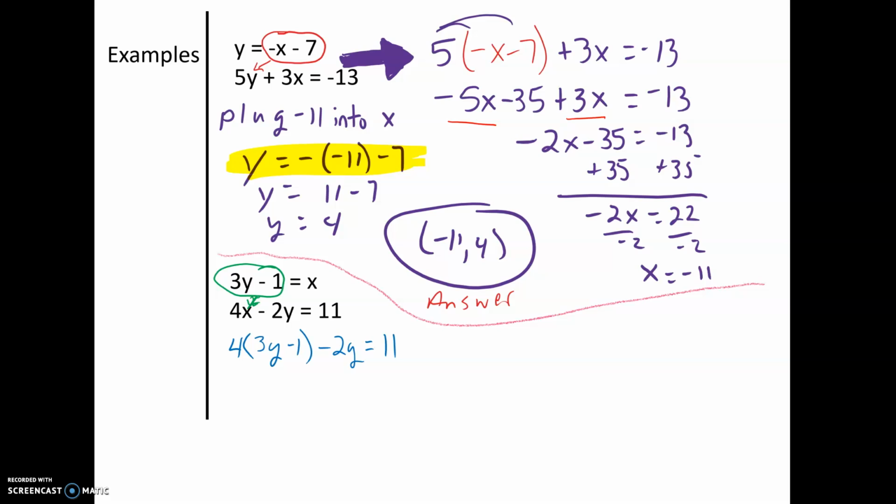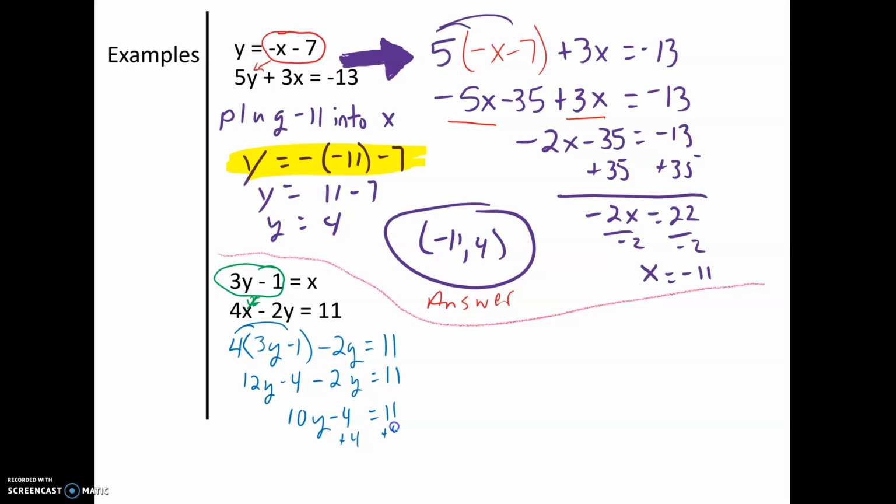At this point, we're going to use the skills we learned in first semester. We're going to distribute. 12y minus 4. Just write out the rest that I didn't do. Now, the 12y and minus 2y are like terms, so I can combine them. 12 minus 2 is 10. So my left side is getting a little simpler.